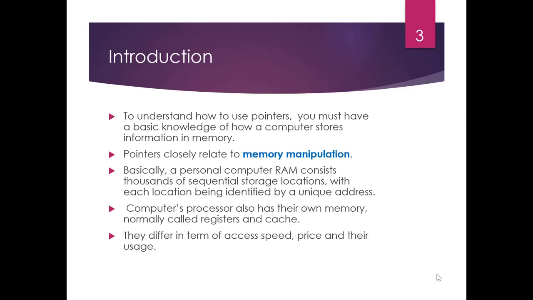The processor also has its own memory. We call them registers and cache, and there is another memory storage, that is RAM, which also consists of thousands of sequential storage locations. These memories differ in terms of their access speed and price, and also their usage.